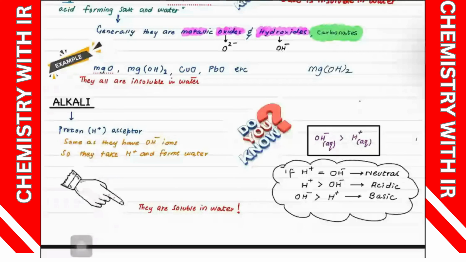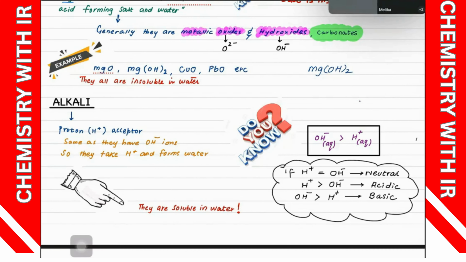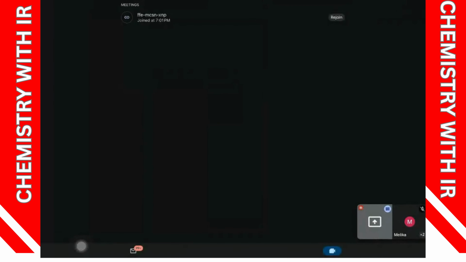I think in the last class we discussed universal indicator. How can we check the strength of acid by using universal indicator? Universal indicator shows different colors in different pH. Sometimes it shows blue color, sometimes orange, sometimes dark green, sometimes light green, sometimes quite red. So it shows the pH of different solutions.